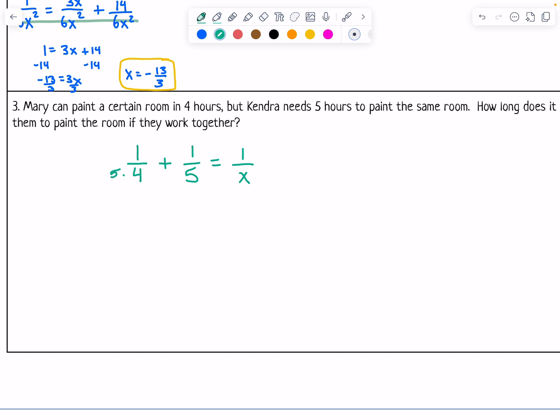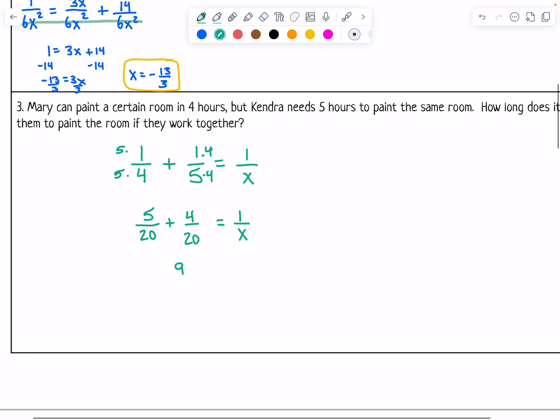So then I'm just going to get a common denominator. So I'm going to multiply the first fraction by 5 and the second fraction by 4. And that way I get a common denominator of 20. So I get 5 over 20 plus 4 over 20 equals 1 over x. And then 5 plus 4 would give me 9. So then 9 over 20 would give me 1 over x. And then I can cross multiply to finish solving for x. So I have 9 times x would be 9x, and then 20 times 1 is 20. And then my last step, I just need to divide by 9.